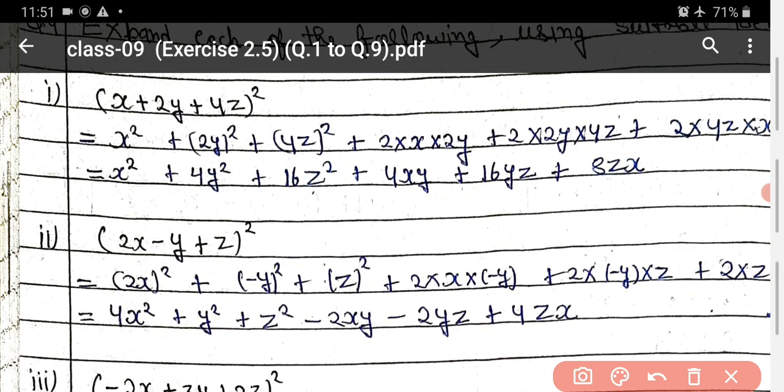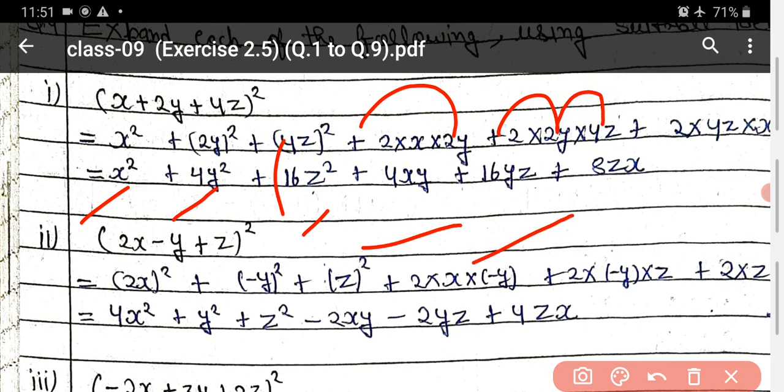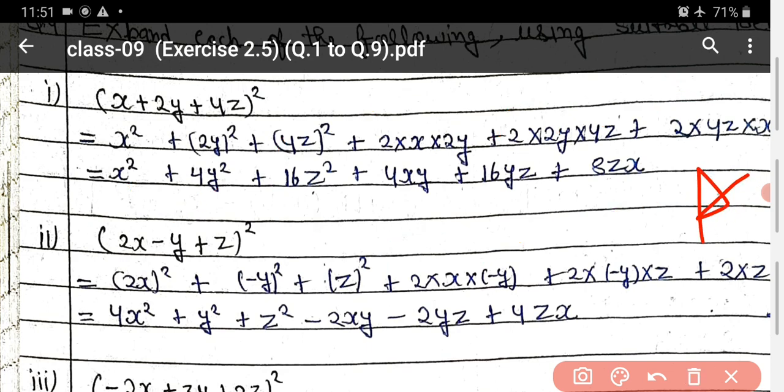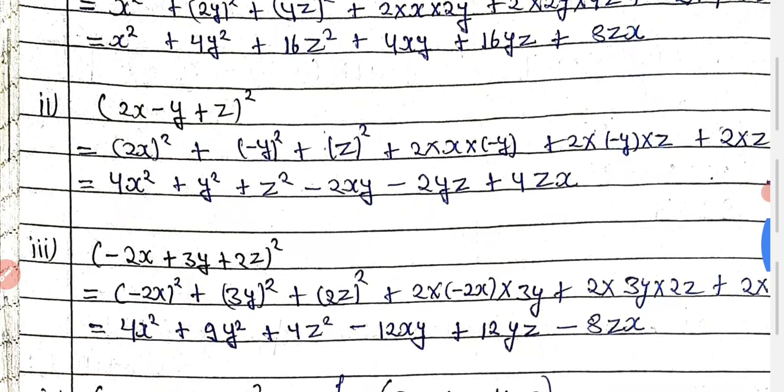Now do the calculation. x square as it is, (2y) whole square is 4y square, (4z) whole square, 4 square is 16, z square remains the same. Now 2 times 2 times 1 is 4xy, then 2 times 2 times 4 is 16yz, then 2 times 4 is 8zx. So it is your final answer. Okay, simply if you learn the formula, you can use it. Very easy questions. They are only time taking and lengthy, but they are easy to understand.